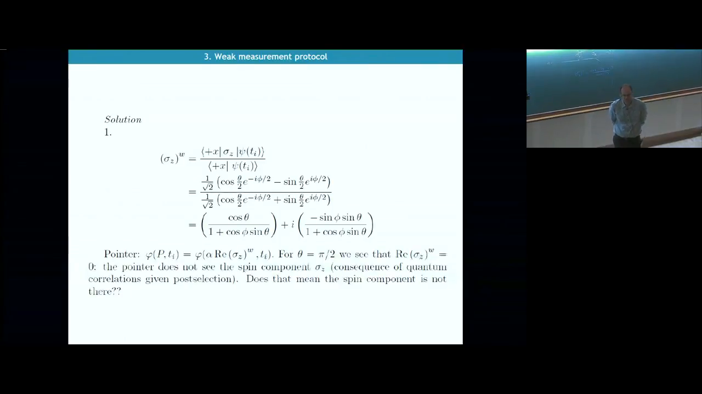And this is just a consequence of the quantum correlations between post-selection and the quantum correlations that come from entanglement, and that appear between the system and the post-selected state and the state of the pointer. The pointer just remains in the same state. So the question you can think about is, does that mean that actually the spin component is just not there? Because the pointer is measuring it, it doesn't see anything, right? So we will talk about this point a little bit later today.